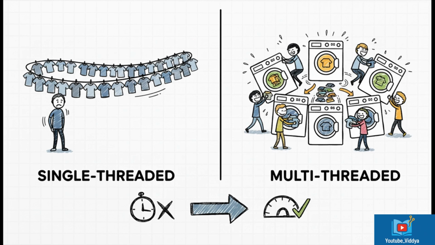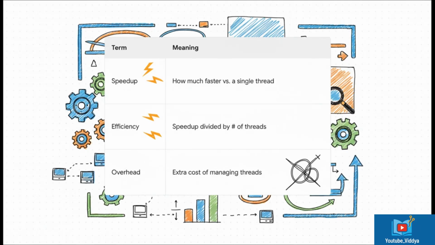In the world of computing, those washing machines are called threads. They let us break a big job into smaller pieces and run them at the same time on different parts of the CPU. But, and this is a big but, just throwing more threads at a problem isn't some kind of magic bullet. We have to actually measure if it's working.